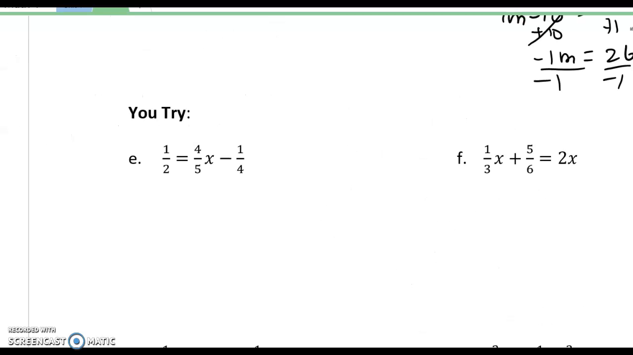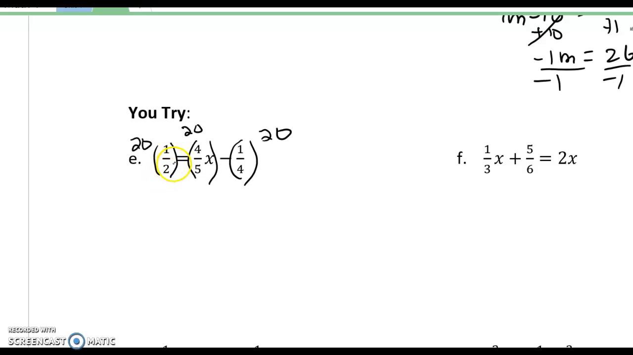All right, let's have you guys try problem E. We're going to clear out those fractions. We got a 2, a 5, and a 4. So the number that you should be picking here is 20. 4 is not going to get it done because 4 is not going to get that 5 in the denominator to cancel. So we need to pick 20.